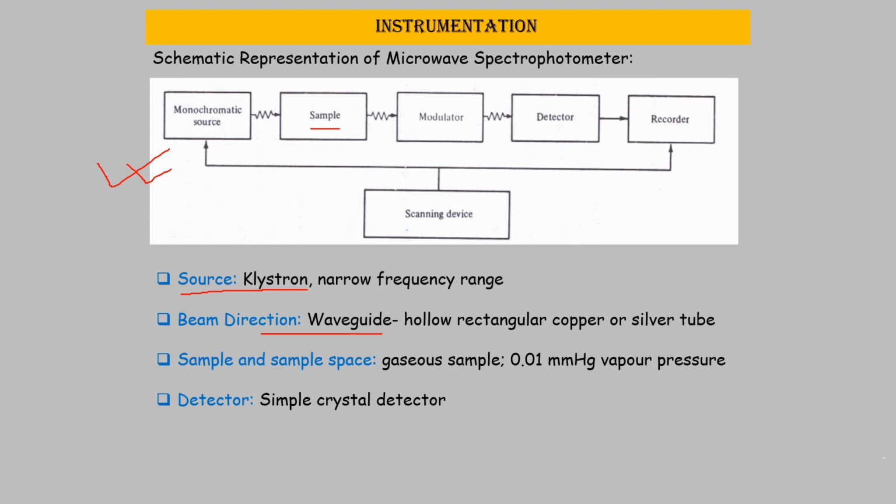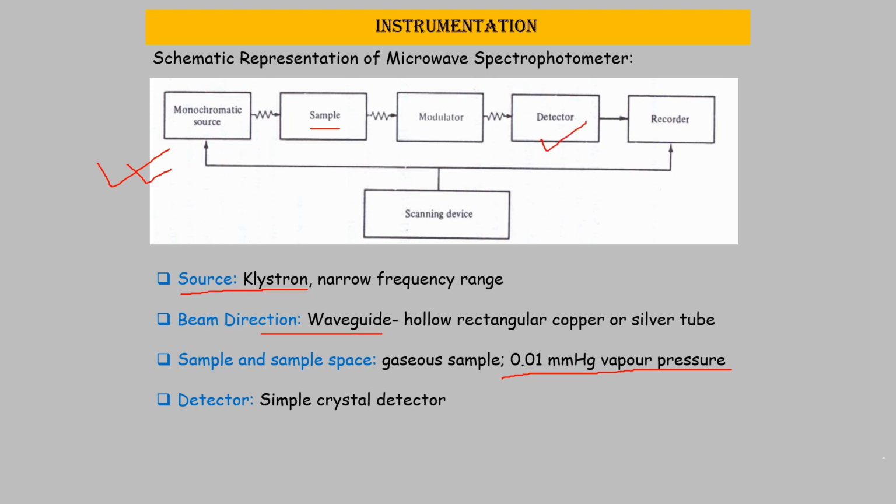So the vapor pressure of the sample needs to be very low. It should be 0.01 millimeter Hg vapor pressure. After interacting with the sample, it will change the energy levels, and we are going to get a spectrum, which is nothing but the rotational spectrum. To get that spectrum, we need a detector, which is a simple crystal detector.